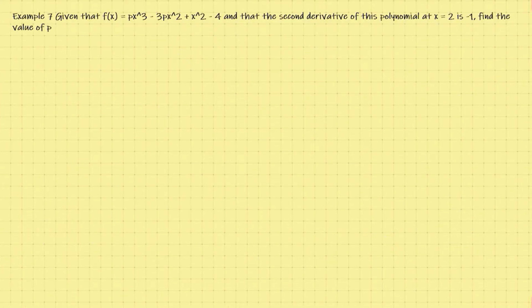Example 7 requires us to work out a value of p for a cubic, where we're told some information about the second derivative of that cubic at a particular point. Right? So let's have a look. So we're given a cubic, and we're told that at x equals minus 2, the second derivative is actually negative 1, and we have to find a value of p. So let's do just that.